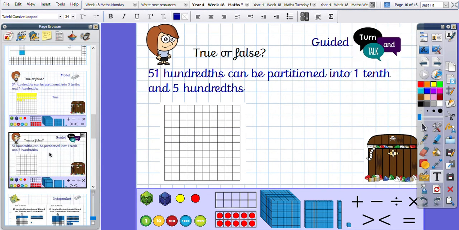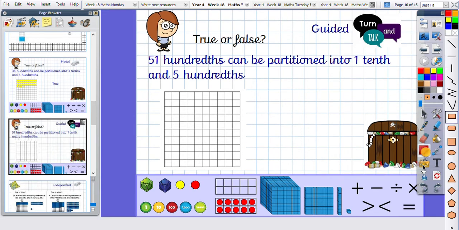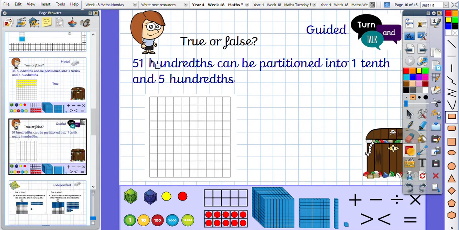Okay, moving into another one then. 51 hundredths can be partitioned into 1/10 and 5 hundredths. So think about how I would work this out to check whether it's true or false. Okay, so I would of course have a go using my Deans to see if it makes sense. So 51 hundredths partitioned into 1/10. Okay, so 1/10 and 5 hundredths.